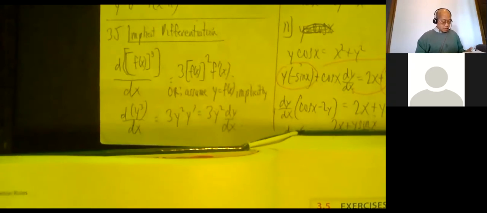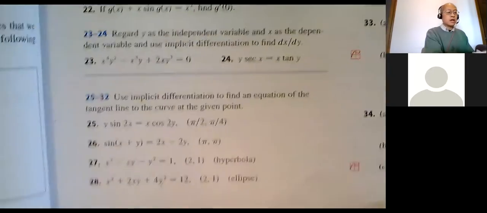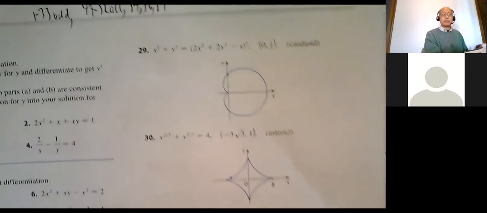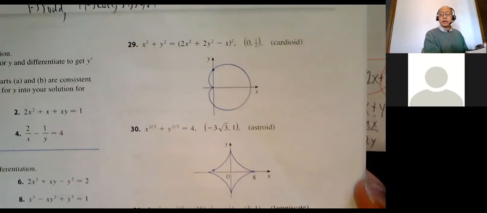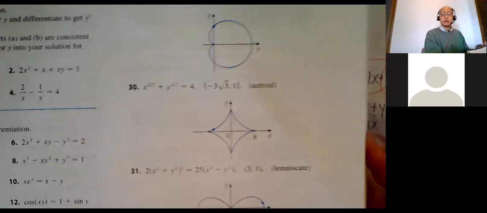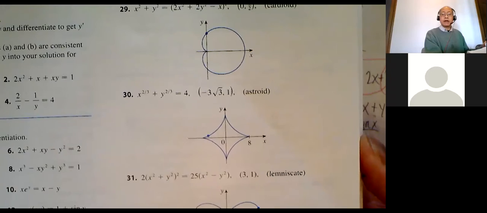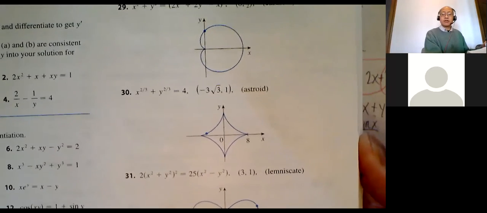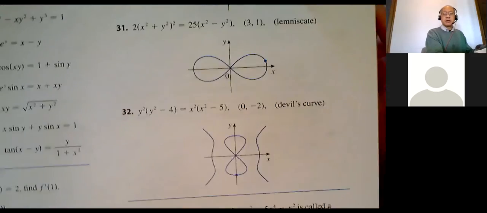All right. And to give you names of some of these, well, you should be familiar with hyperbola and ellipse there, 27, 28. You have all these fancy names. Don't memorize any of these. 29, cardioid. You can probably guess cardioid. Cardio sounds like heart. So 29 is heart shape. 30 is an asteroid, not like a heavenly body asteroid. This is asteroid, that funny shape there. And then 31 is called a lemniscate, a devil's curve. So don't memorize any of these.